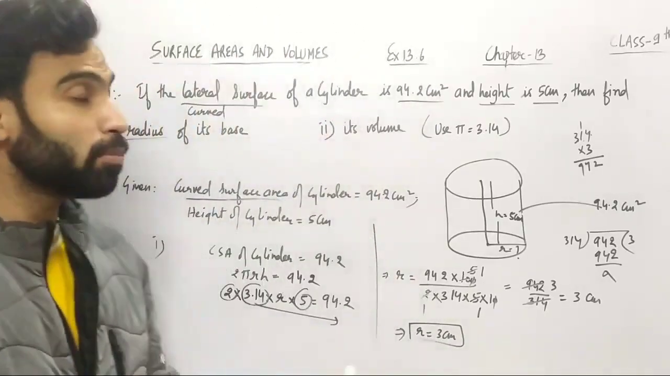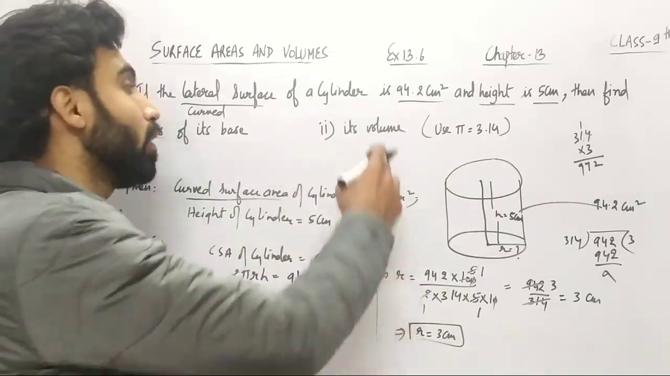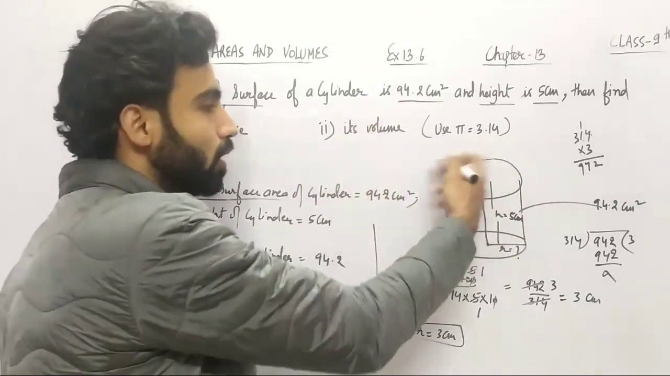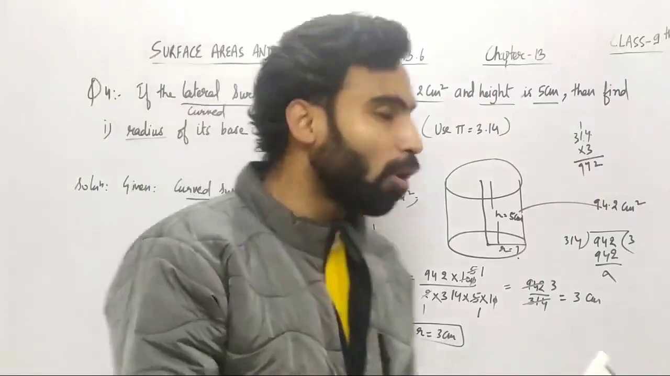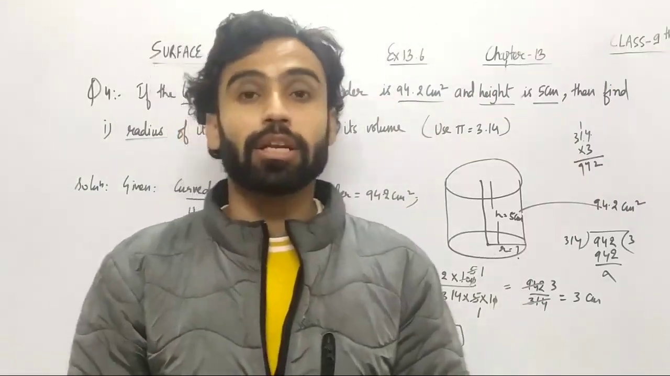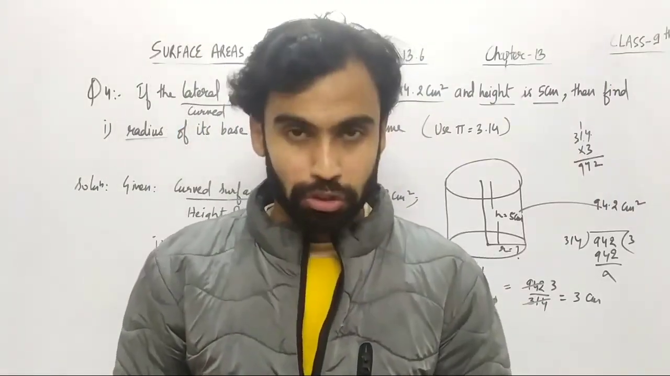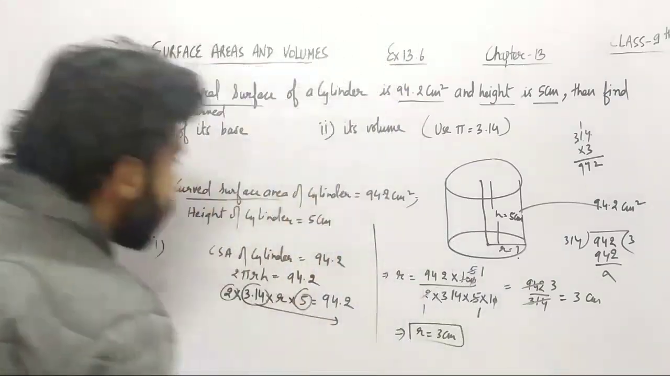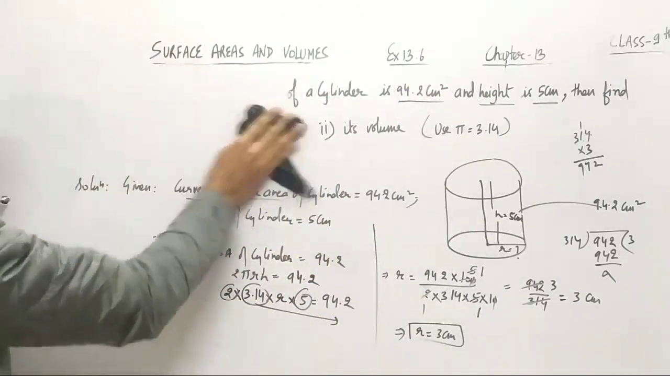Now it's time to move on to the second part. That is, we have to calculate the volume of this cylinder, right? So remember the formula to calculate the volume of a cylinder, that is pi r square h, right? So let us see what will be the volume. So I'm going to erase this.